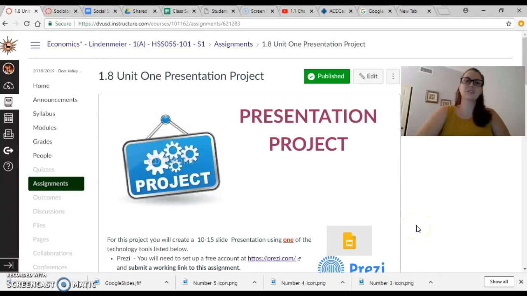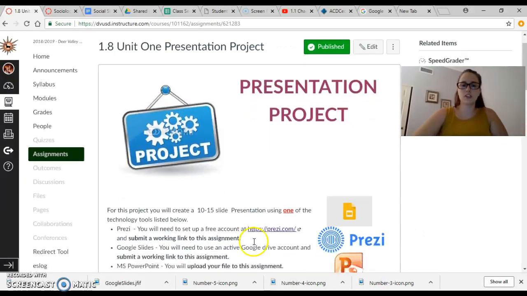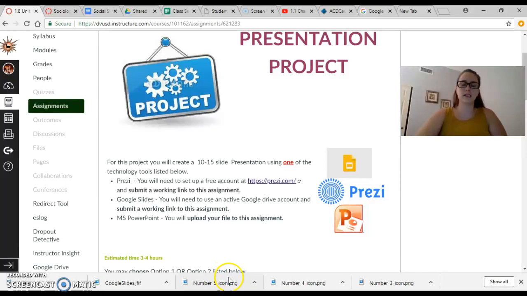Hi there, Econ students. So today we're going to be looking at that 1.8 Unit 1 presentation project. For this project, you have a lot of choice, so make sure you pay attention to your choices. First, you can choose how you are going to present it using one of the following technology presentation tools.